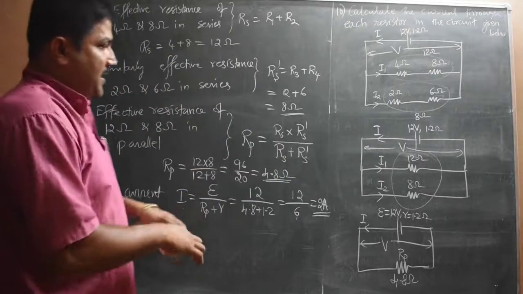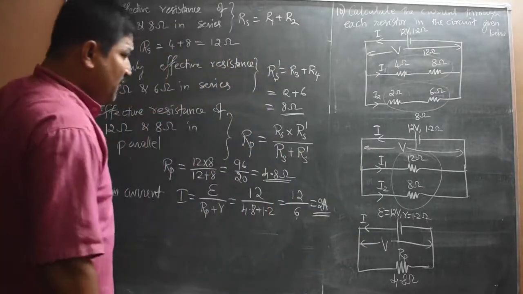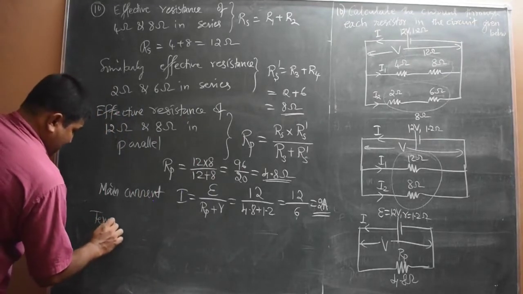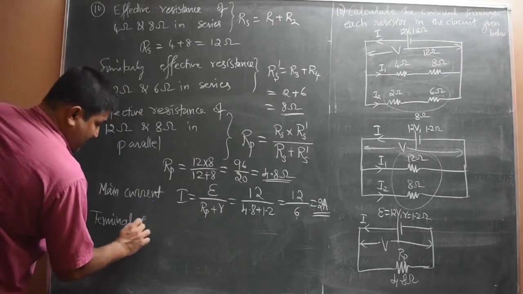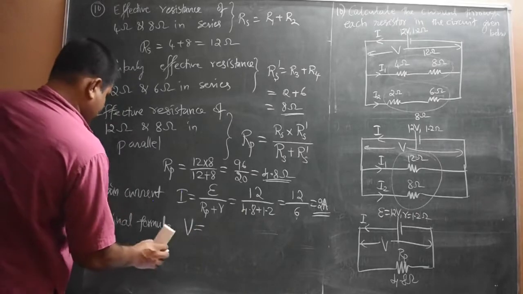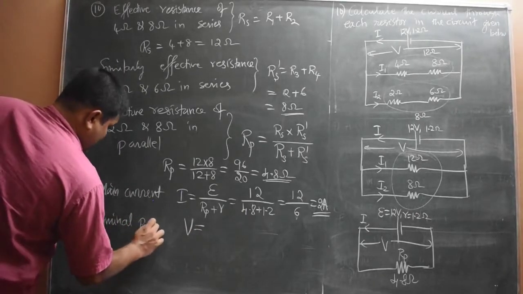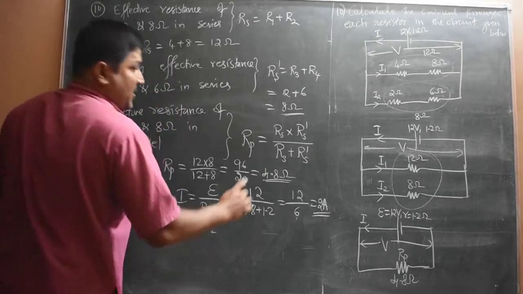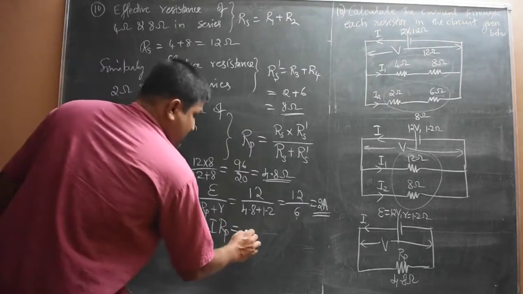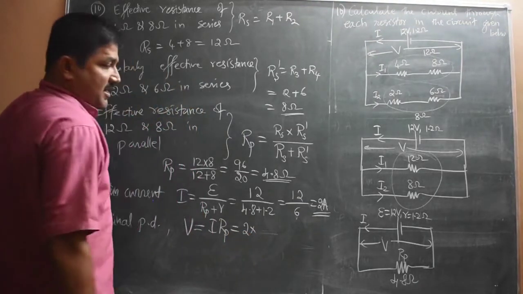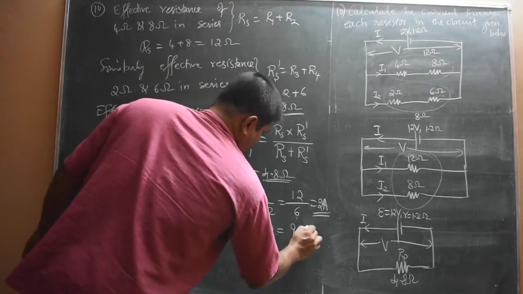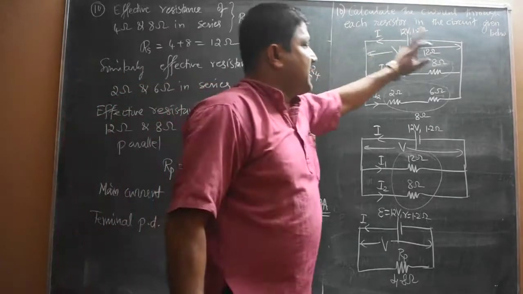Now that current of 2 ampere divides into two branches. For finding that we need the terminal PD of the battery also. The terminal PD formula we already discussed in the earlier problem. So the terminal PD across the battery is V equal to I into effective resistance Rp. So I is 2 ampere, resistance Rp effective value 4.8. So the terminal PD is 9.6 volt across the battery.